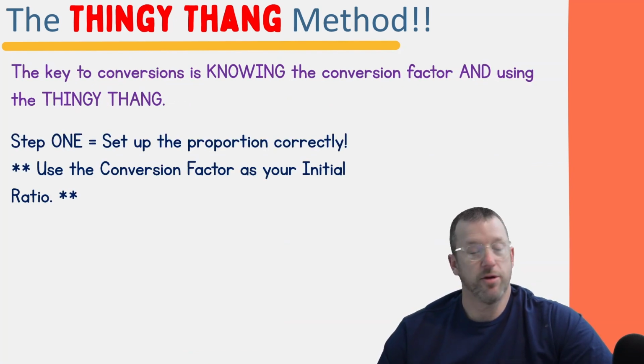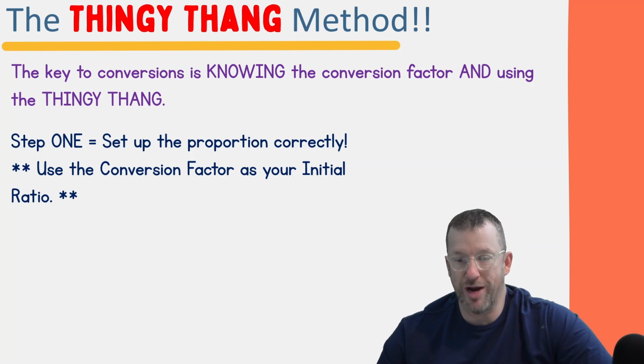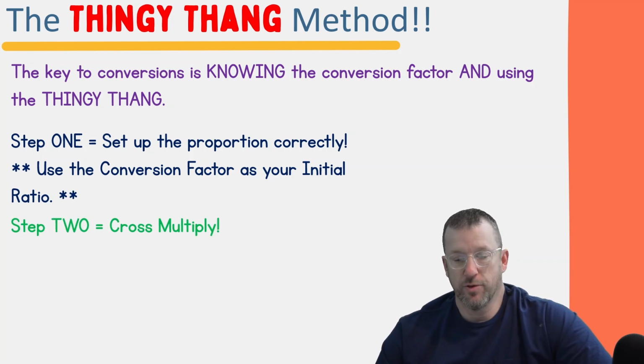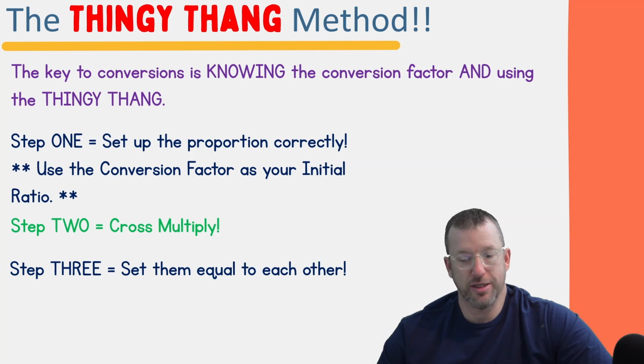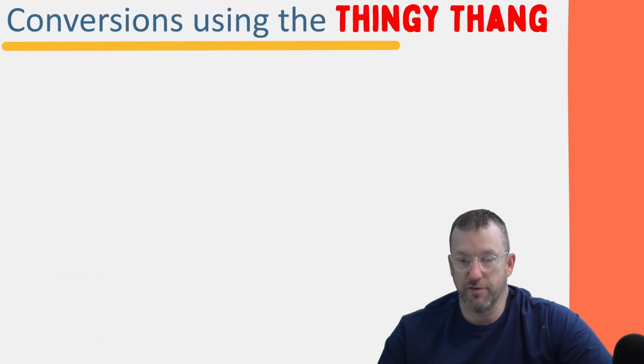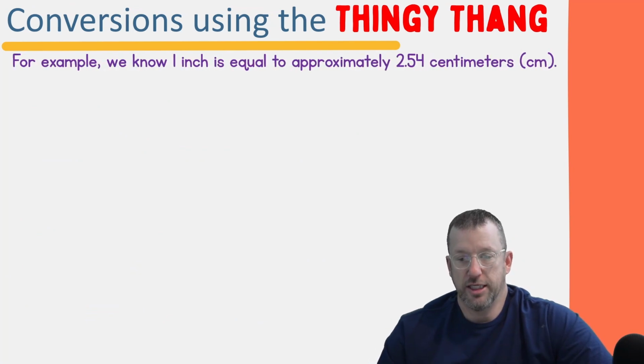Step 1, set up your proportion correctly. That's our goal. In this instance, we're going to use the conversion factor as our initial ratio. Step 2, we're going to cross multiply. Step 3, we're going to set them equal to each other. In step 4, we're going to divide both sides by the coefficient. So let's use that thingy thing.